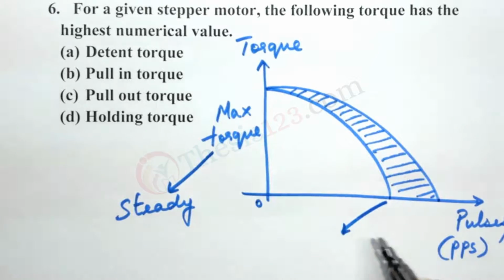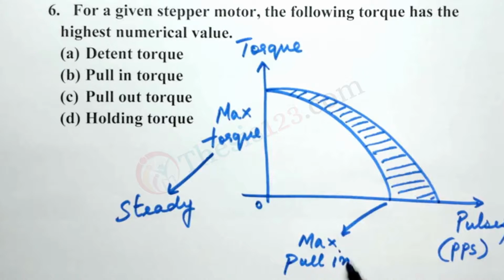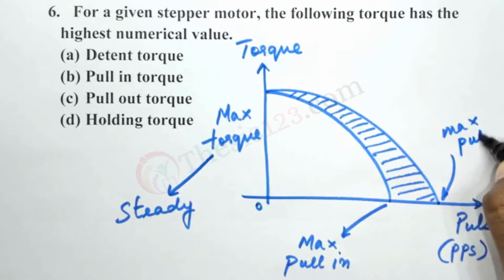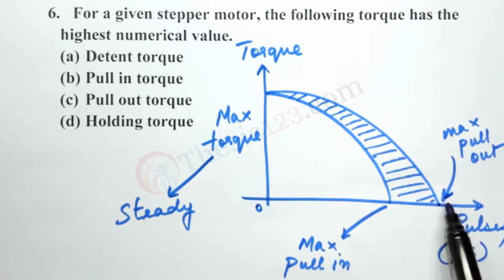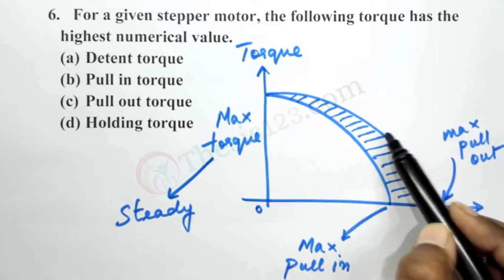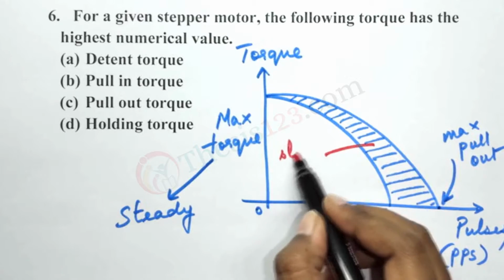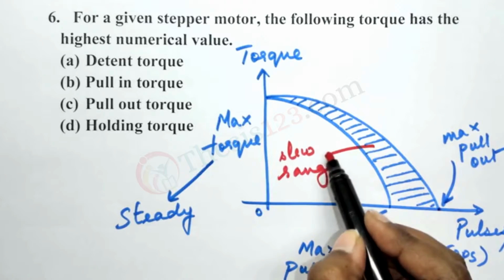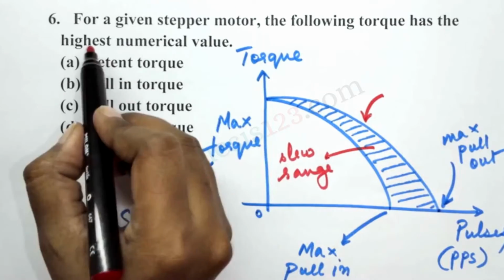at this point is the maximum pull-in, and at this point is the maximum pull-out. So at pull-out you will notice that the torque is at the highest numerical value, this part over here. Now the shaded region indicates the slew range. Okay, so this portion over here is what gives us the numerically highest value, and this denotes the pull-out torque.